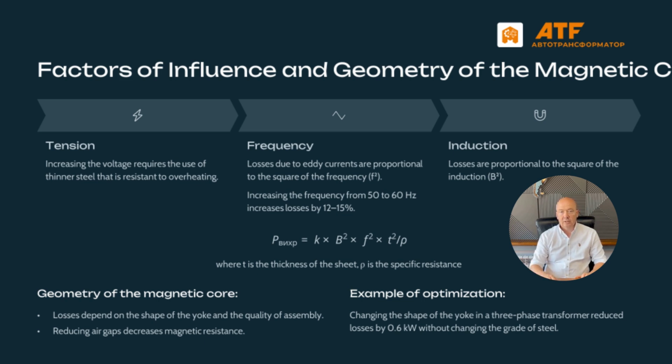Core geometry is another important factor. Losses depend on yoke shape, cross-sectional area, and assembly quality. Reducing air gaps and misalignments lowers magnetic resistance and associated losses. In one study, reshaping the yoke in a three-phase transformer reduced losses by 0.6 kilowatts without changing the steel type.